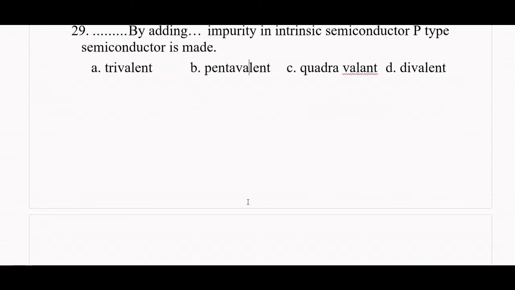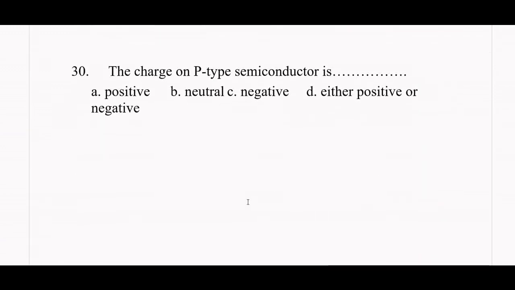Now moving on to question number 30. The charge on P-type semiconductor is dash. A. Positive, B. Neutral, C. Negative, or D. Either positive or negative. So the correct answer is neutral. The charge on P-type semiconductor is neutral.